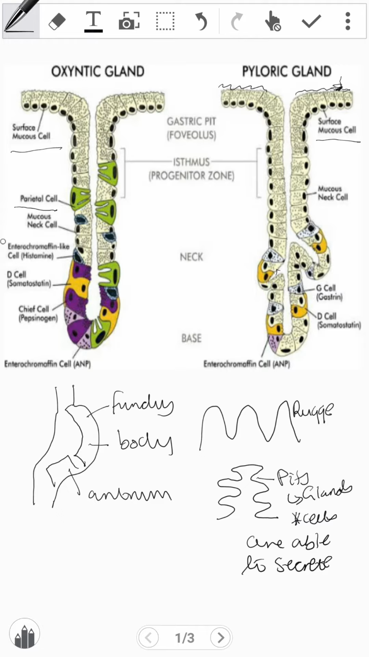And we also have the enterochromaffin-like cells. These secrete histamine. And we also have chief cells that secrete pepsinogen. These are used for protein digestion.